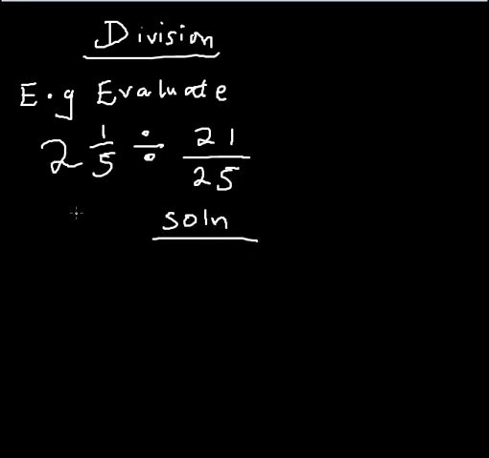Now, first, you know what I'm going to do first? I'm going to convert this. 5 times 2 is 10. 10 plus 1 is 11. This is going to be 11 all over 5, then divided by 21 all over 25.